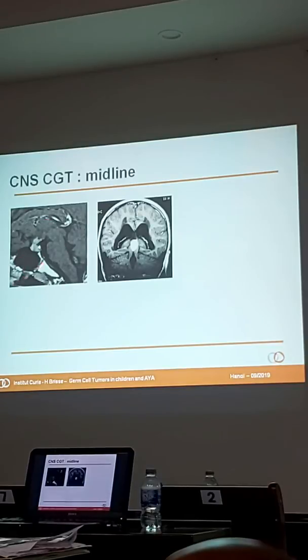So these tumors are usually revealed by incipient diabetes, and these tumors are usually diagnosed by either hydrocephaly because of the compression of the cerebral aqueduct, or by Parinaud syndrome, so paresis of elevation of the eye.